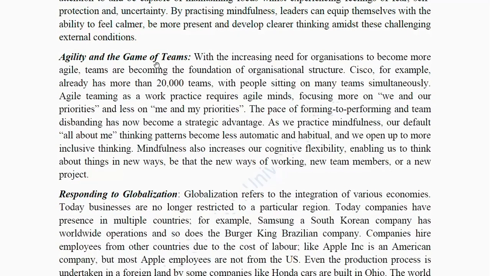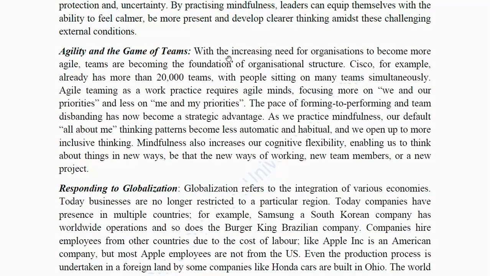Number 2. Agility and the game of teams. With the increasing need for organizations to become more agile, teams are becoming the foundation of organizational structure. Cisco, for example, already has more than 20,000 teams with people sitting on many teams simultaneously. Agile teaming as a work practice requires agile minds, focusing more on we and our priorities and less on me and my priorities. The pace of forming to performing and team disbanding has now become the strategic advantage.